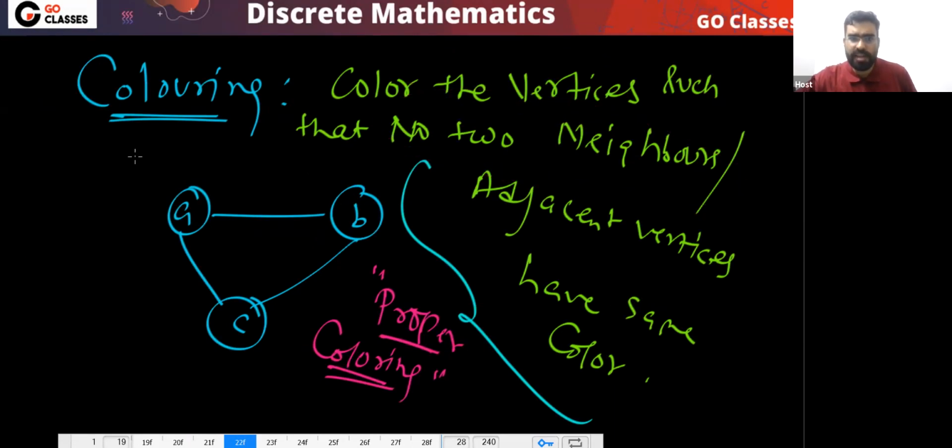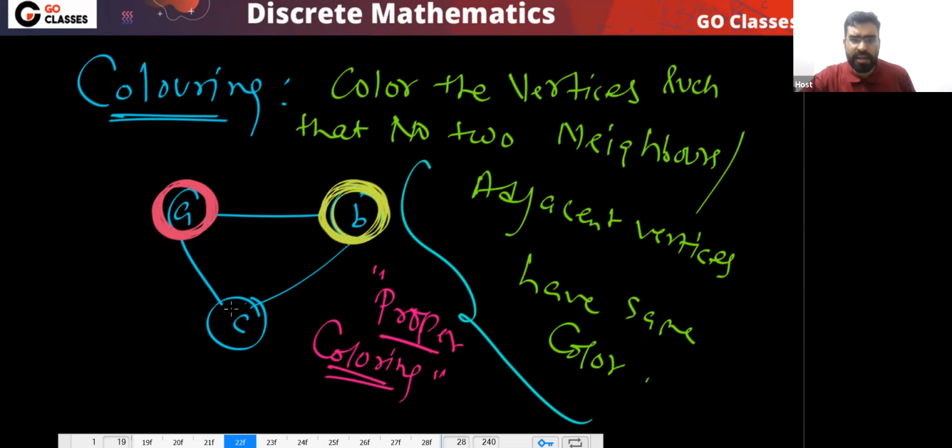For example, here, tell me one thing. If I give red color to this vertex, can I use this red color here? No, because they are adjacent. Remember, adjacent vertices should get different colors. So I need to give some different color.